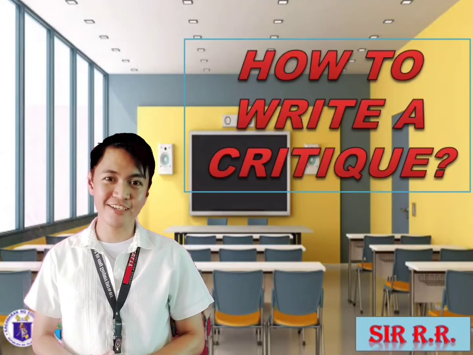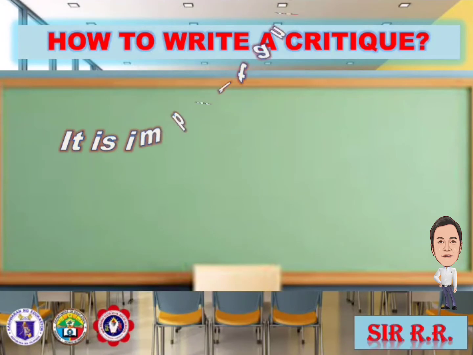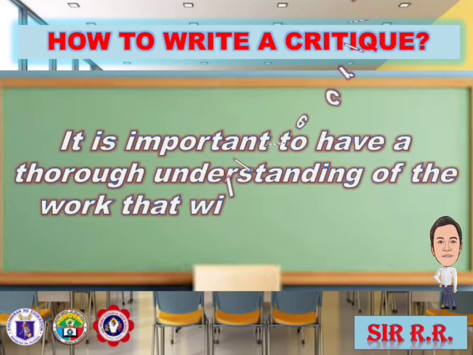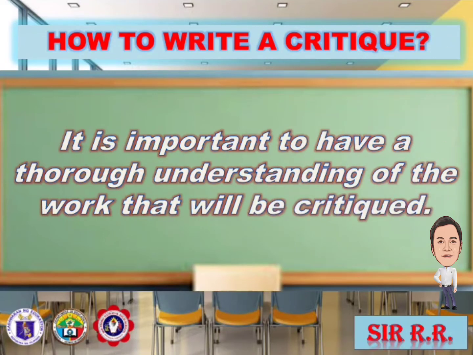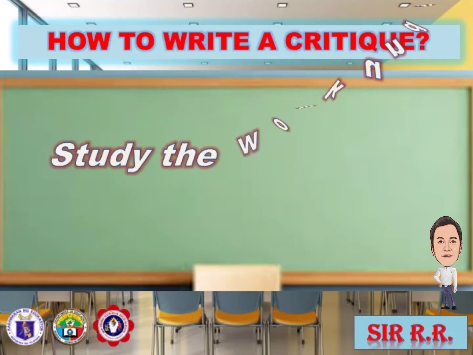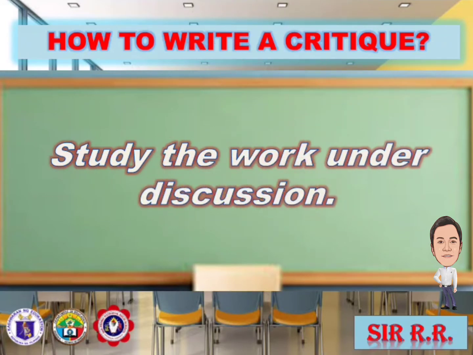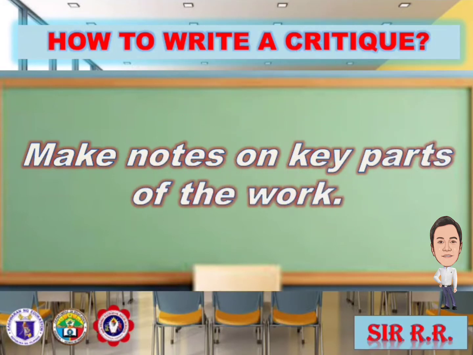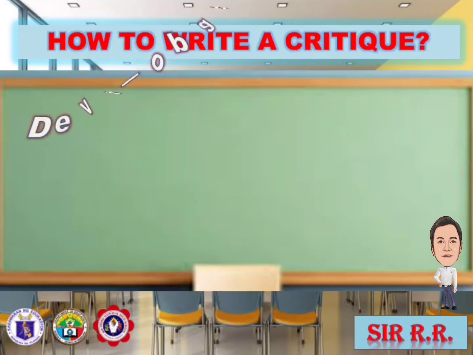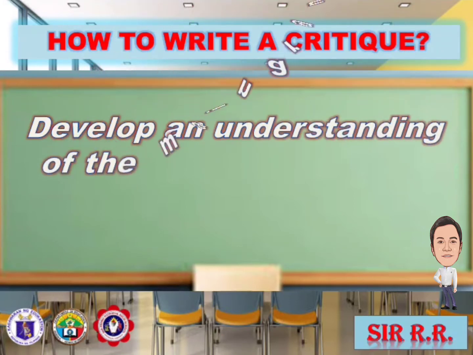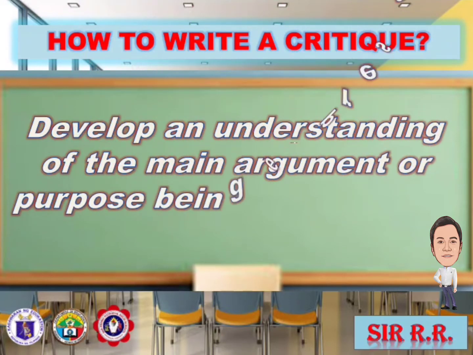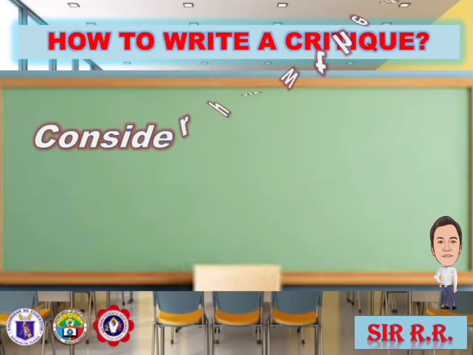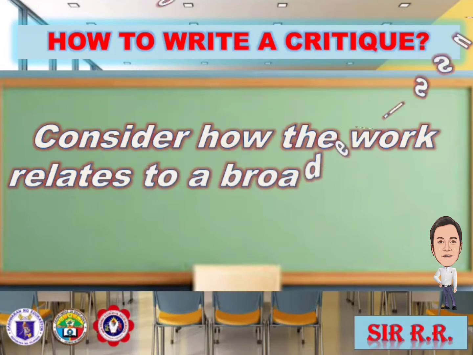How to write a critic. Before you start writing, it is important to have a thorough understanding of the work that will be critiqued. Study the work under discussion. Make notes on key parts of the work. Develop an understanding of the main argument or purpose being expressed in the work. Consider how the work relates to a broader issue or context.